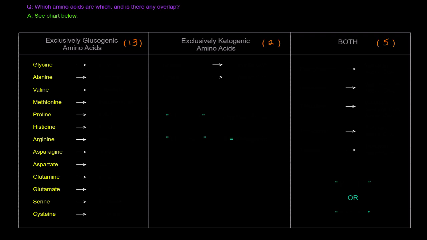Those are the 13. Now, they're exclusively glucogenic because the key product that they give rise to, they can only give rise to one of those 5 that I mentioned before. All of them, any key product other than acetyl-CoA.